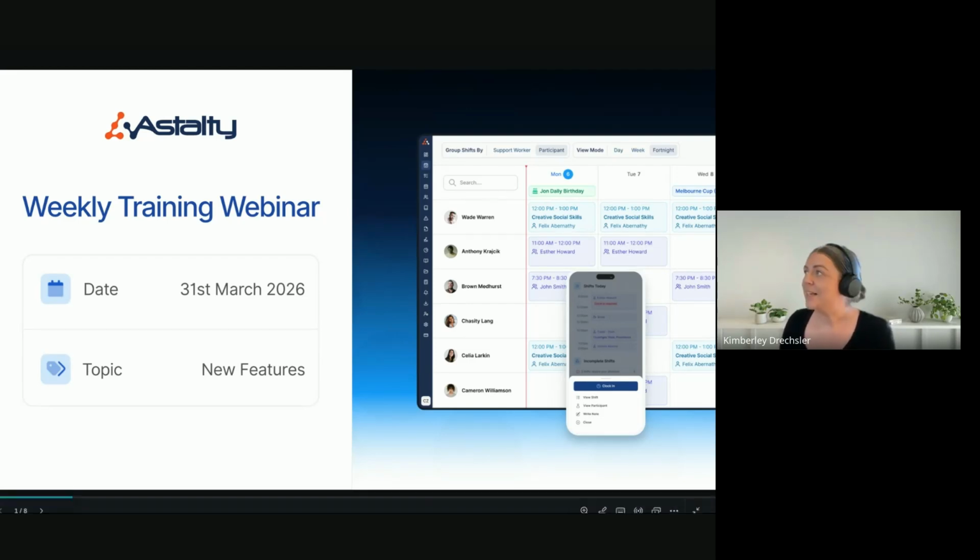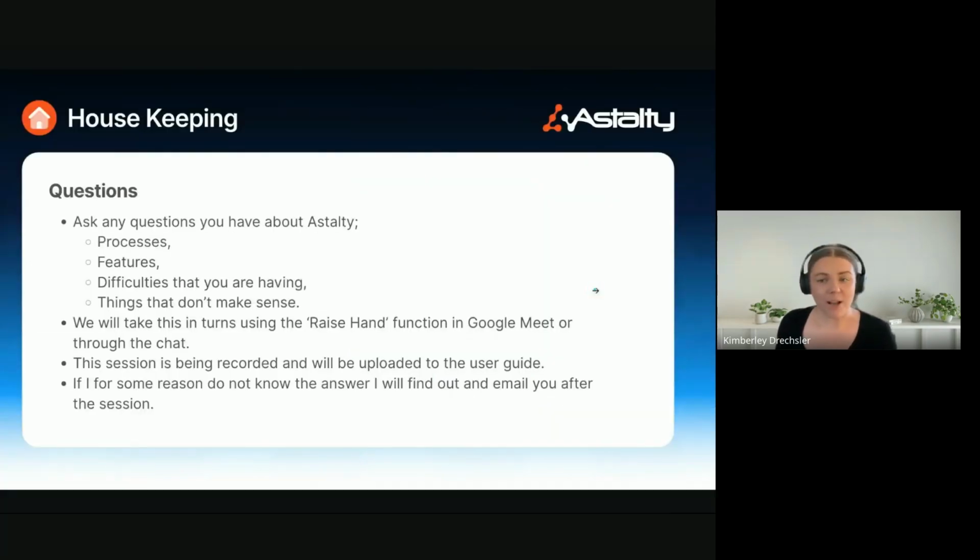But let's get started. Just for some general housekeeping, if you have any questions about Astalty, whether that's processes, features, difficulties that you're having, or things that don't make sense, we'll take turns asking questions using the raise hand function in Google Meet or through the chat. This session is being recorded and will be uploaded to the user guide after the session. And if for some reason I don't know the answer to one of your questions, I'm happy to find that out for you and then email you after the session.